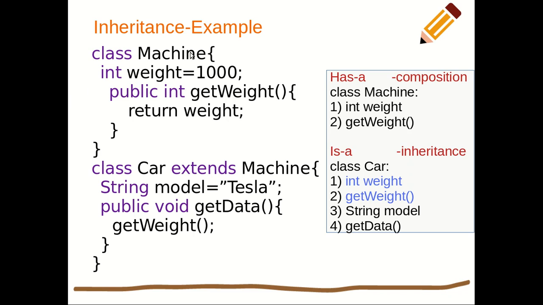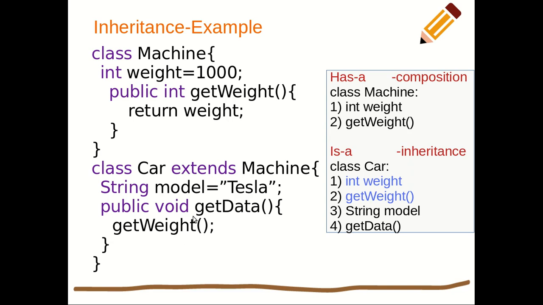We have class Machine, and within it we have declared weight as an integer type and assigned the value 1000, and then we have getWeight, which has been declared within it, which is of an integer type and returns the weight. We have another class, Car extends Machine, and within it we have declared model, which is of a string type, and we have assigned Tesla. Now we have also declared a method getData, and inside it there is a method call for getWeight.